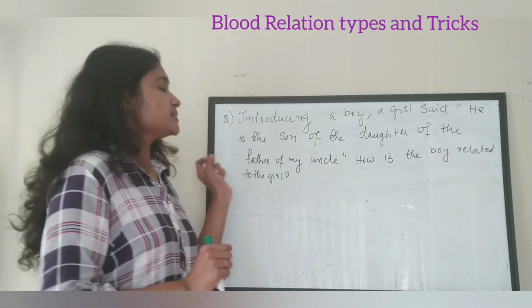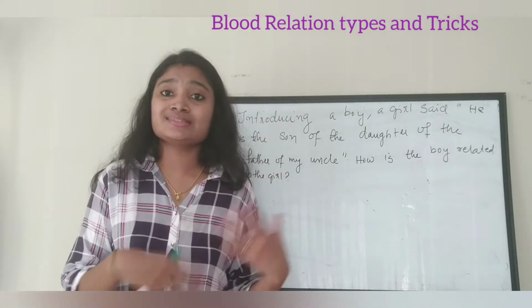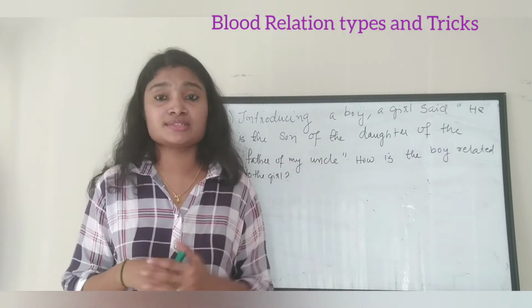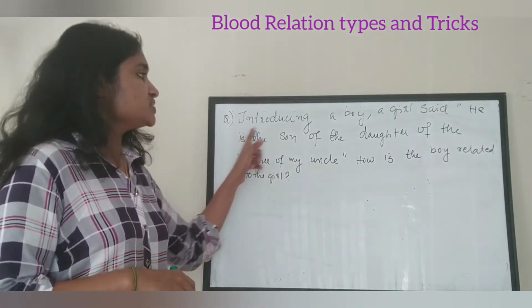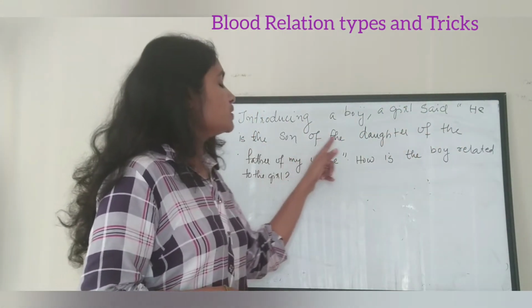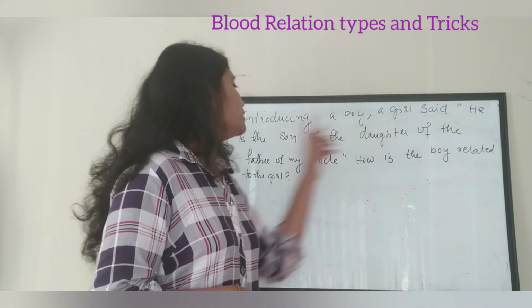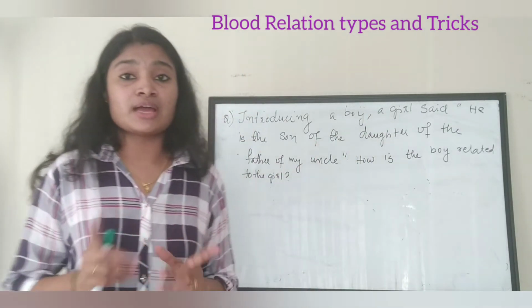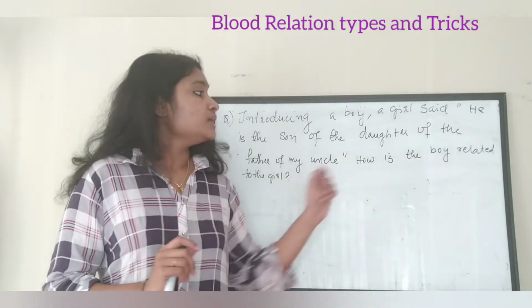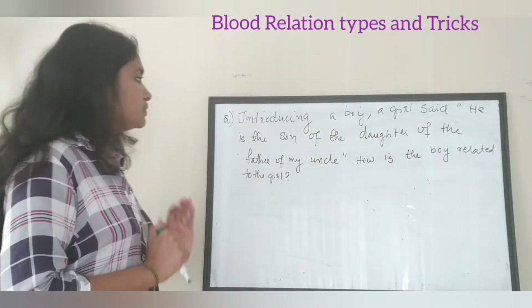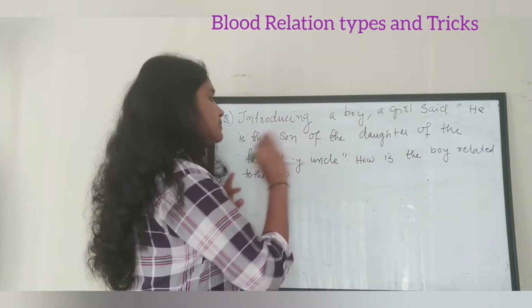So in the introducing question, some person will be introducing some other person, and finally the relationship between that person and the introduced person will be asked. Okay, so introducing a boy, a girl said, he is the son of the daughter of the father of my uncle. So this is a very confusing statement. We have to find the relationship, that is, how is the boy related to the girl. Okay, so we have to read the statement first.